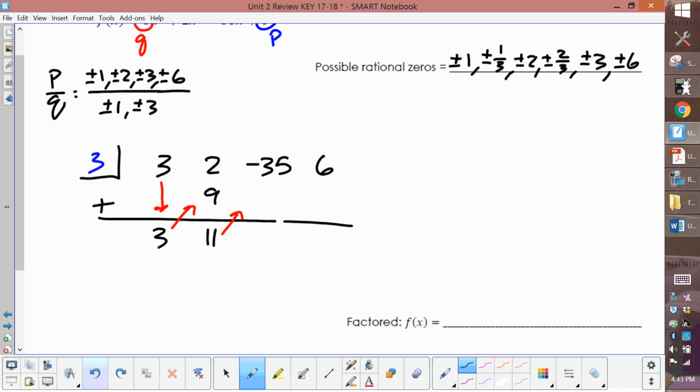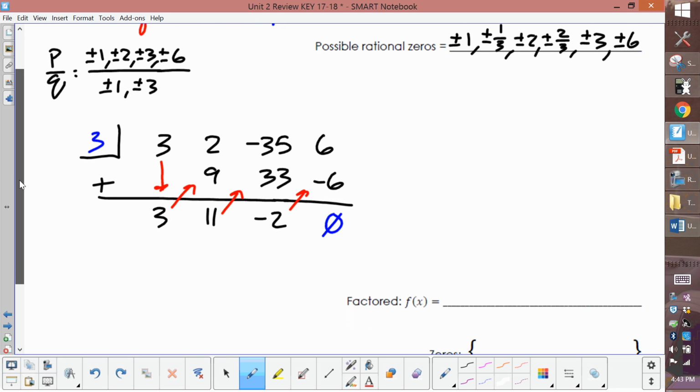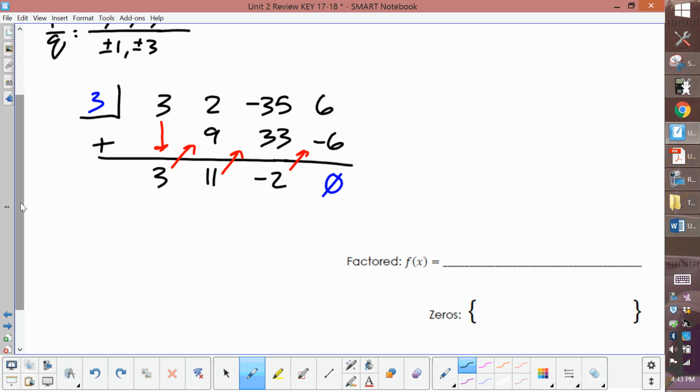Okay, I add down in vertical columns, I get negative 2. And last but not least, I get negative 6. And I know I'm on the right track because I get what's called a remainder of 0 here. All right, in factored form so far, f of x equals x minus 3. I get this first binomial from the 0 that I already know works in my calculator.